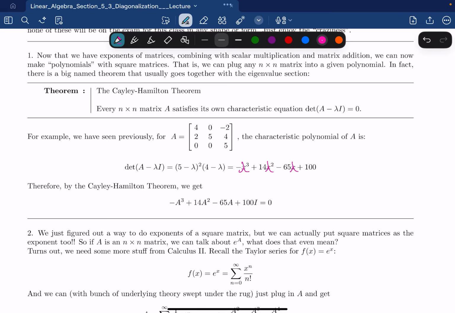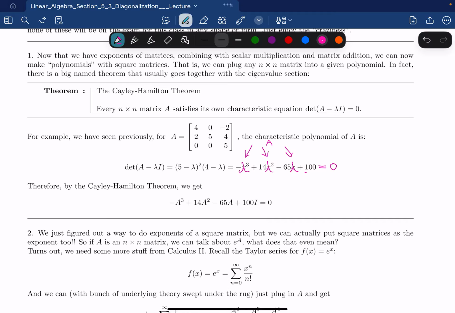This is why the determinant of A minus lambda I is called the characteristic polynomial. But then, if you set that equal to 0, you have the characteristic equation. What we're saying about the Cayley-Hamilton theorem is that the matrix A satisfies this equation. So if I plug A in where lambda is, I'm also going to get 0.